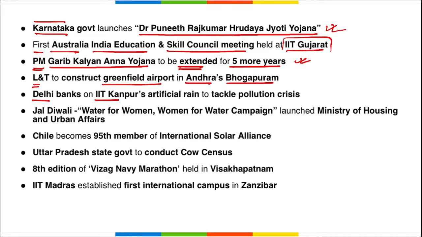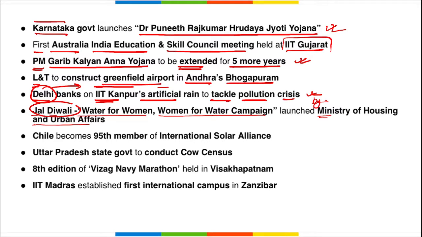Then Delhi banks on IIT Kanpur's artificial rain to tackle pollution crisis. We saw then when there was a heavy pollution in Delhi during the Diwali season, they said that they will be tying up with which IIT? With IIT Kanpur for artificial rain. Then Jal Diwali, that is water for women, women for water campaign launched by Ministry of Housing and Urban Affairs, right? Launched by Ministry of Housing and Urban Affairs.